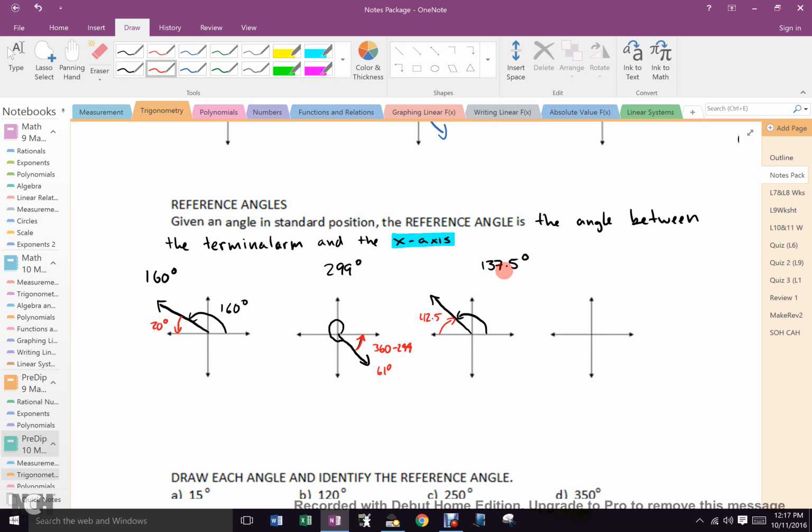All right, now I'm going to mess with your heads. 35. Draw it and tell me the reference angle. And what's the reference angle? It's also 35. Why? The angle between the terminal arm and the closest x-axis.